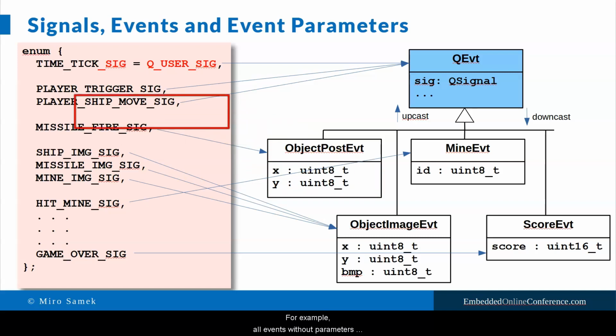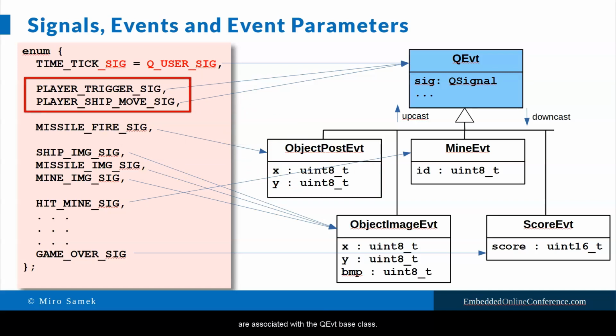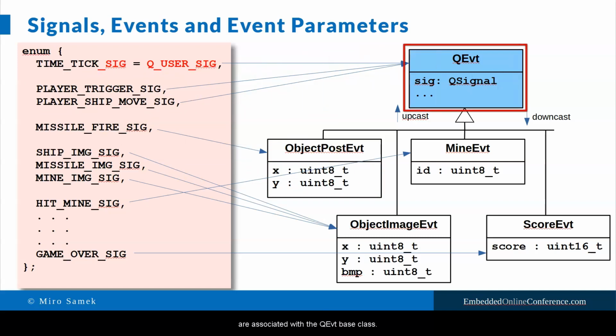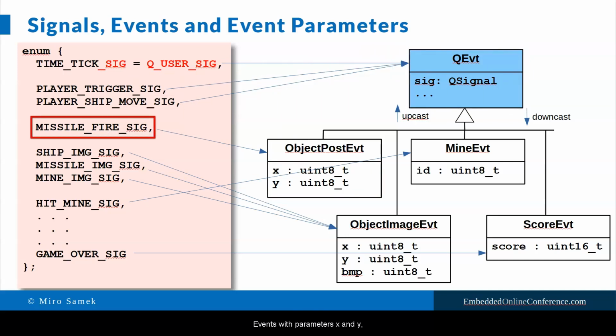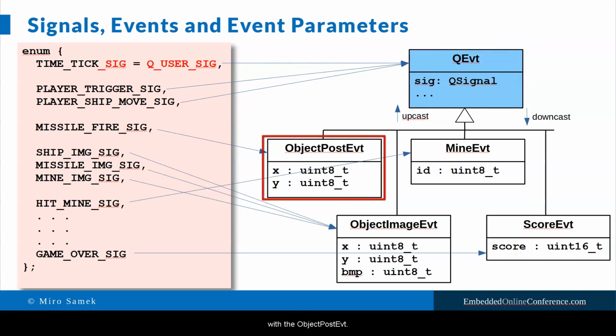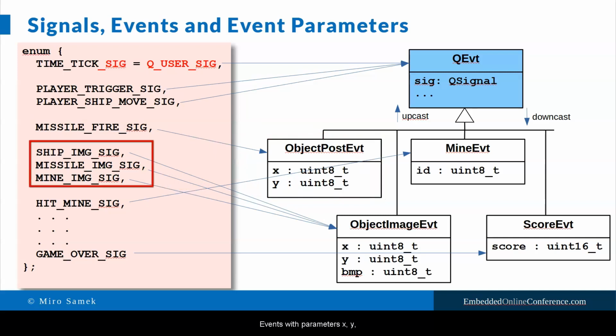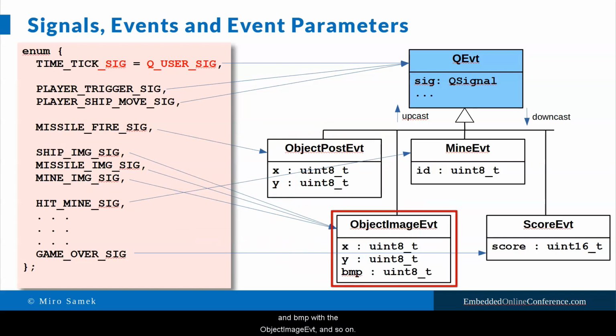Now each signal is unambiguously associated with the corresponding event class. For example, all events without parameters are associated with the QEvt base class. Events with parameters x and y with the ObjectPosEvt. Events with parameters x, y, and bmp with the ObjectImageEvt, and so on.